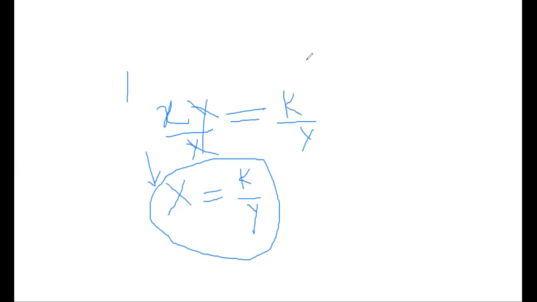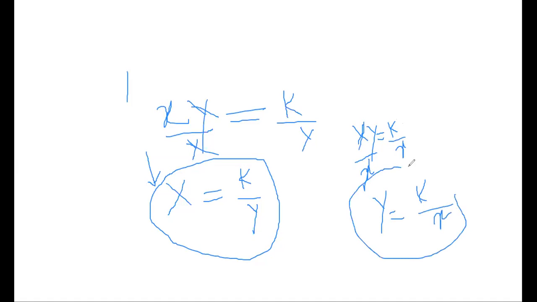Same as this, from the equation X times Y is equal to K, you can get the value of Y by dividing both sides by X. X will be cancelled and you will have Y is equal to K over X. So I just gave you one hint: if you increase one thing, the other thing decreases.